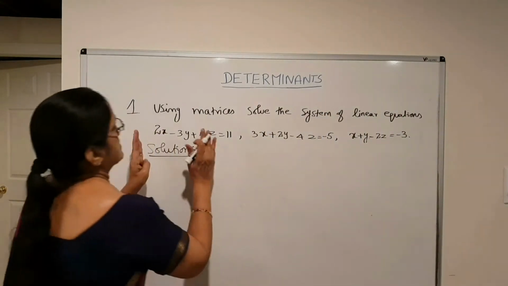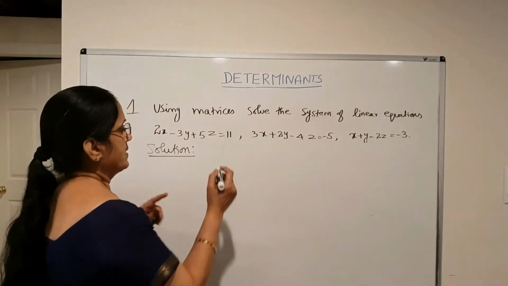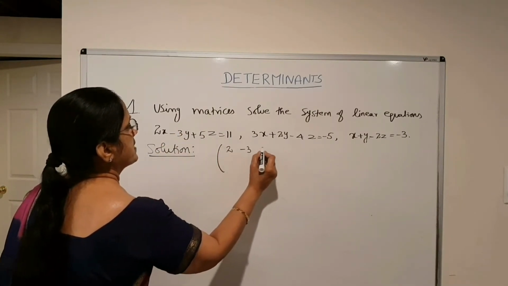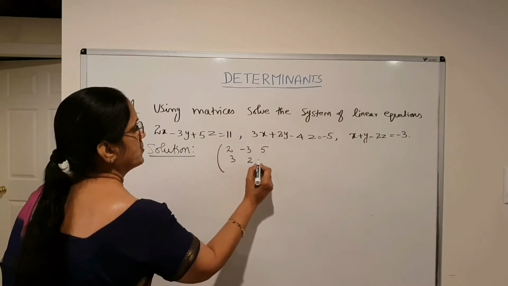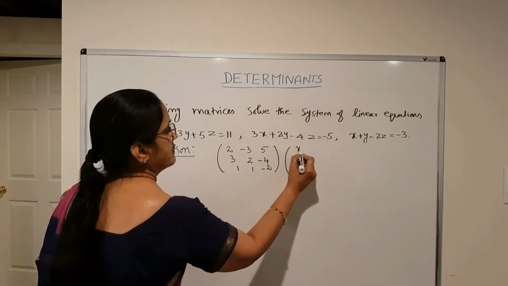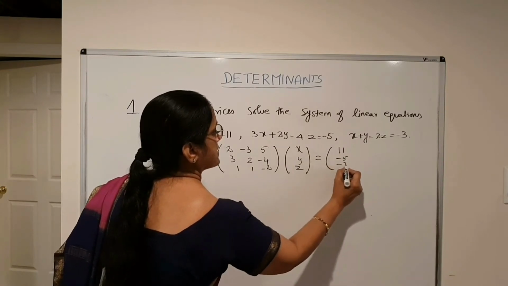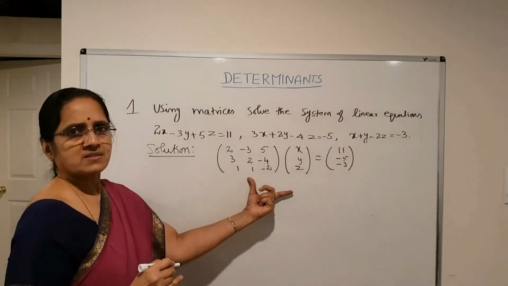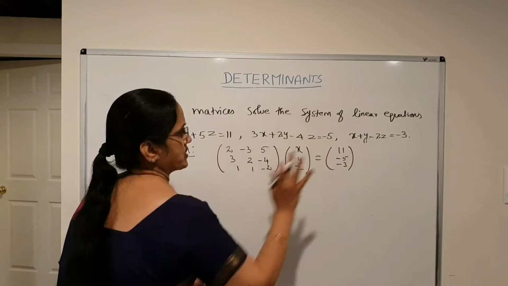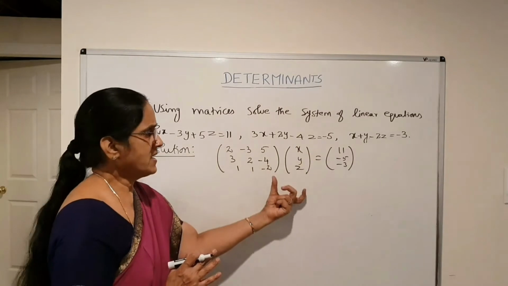Solution. First, the foremost step is we have to put these 3 equations in matrix form. That is, write the coefficients of x, y and z here: 2, minus 3, 5, 3, 2, minus 4, 1, 1, minus 2. Multiply with x, y, z. Here it will be 11, minus 5, minus 3. If you multiply these 2 matrices, then when you equate the corresponding terms, you will be getting these 3 equations. So this is how you will write the given system of linear equations in matrix form.